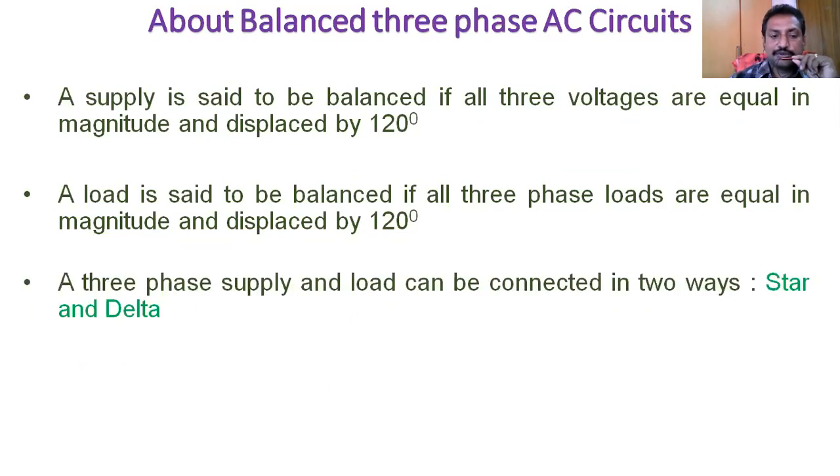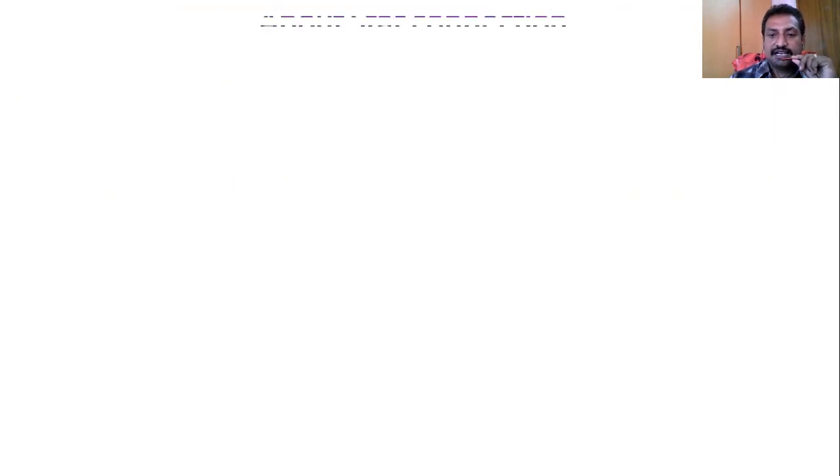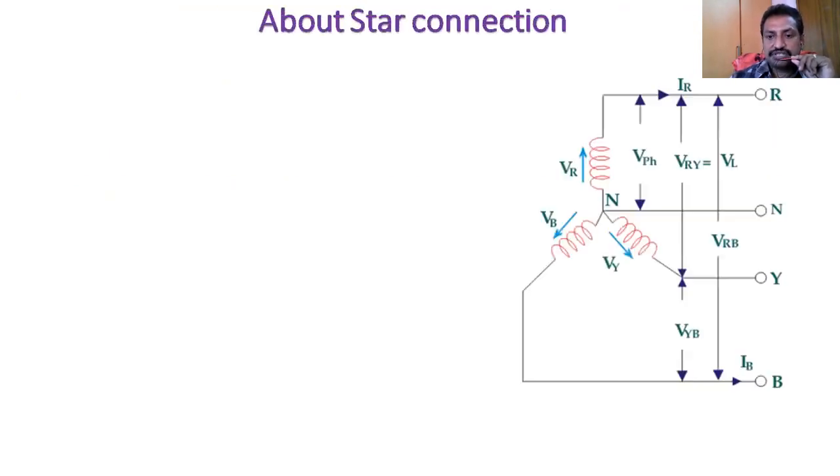3-phase AC circuits. But these balanced 3-phase AC circuits are connected in 2 ways, either star or delta. So we remember 3-phase circuit connections are 2 types: star connection and delta connection. We will discuss in detail about star connection.